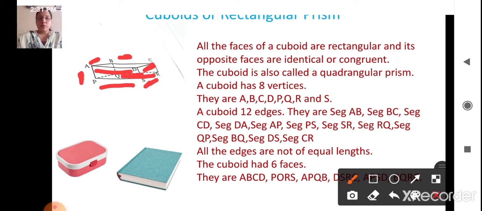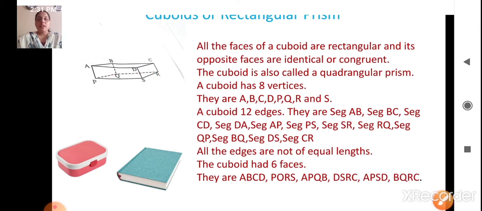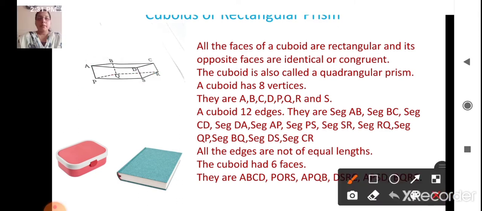4 more to go. Segment QP. Let me clear this. Now you will be able to see segment QP, this one, the side one. Segment QP. Segment BQ, the upper one, BQ. Segment DS, this one. And segment CR. So in all, how many edges can you see in a cuboid? A cuboid has 12 edges.